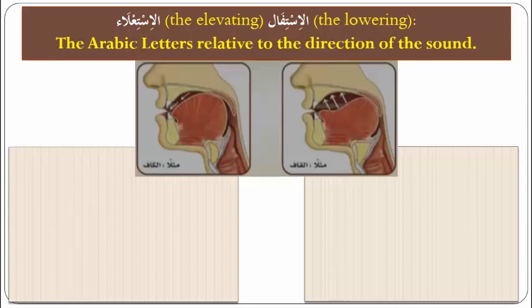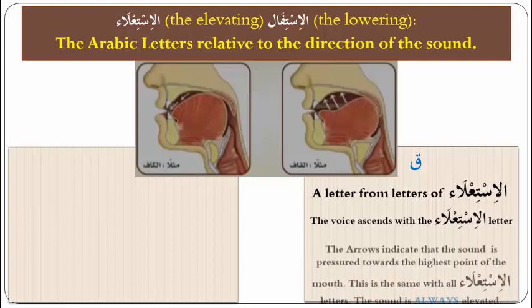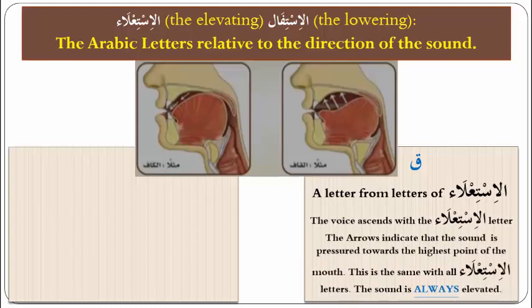Here we have an example of one of the letters of isti'ala, qaf, on the right hand picture. On the other side we have the example of kaf, a letter that is mustafila. Qaf is a letter from the letters of al-isti'ala. The voice ascends with the isti'ala letter. The arrow indicates that the sound is pressured towards the highest point of the mouth, the upper palate. This is the same with all isti'ala letters.